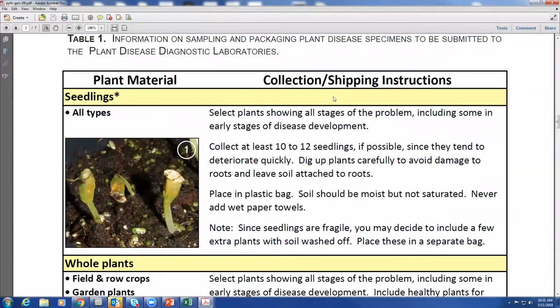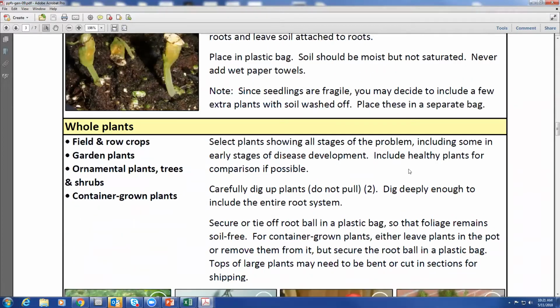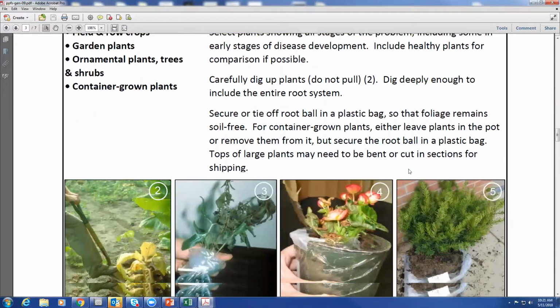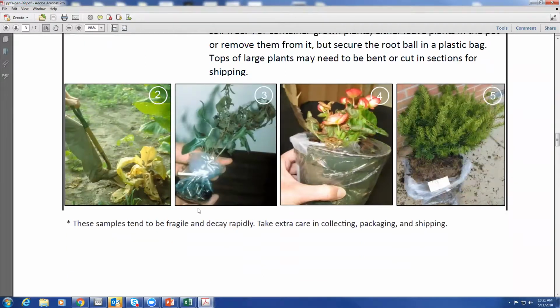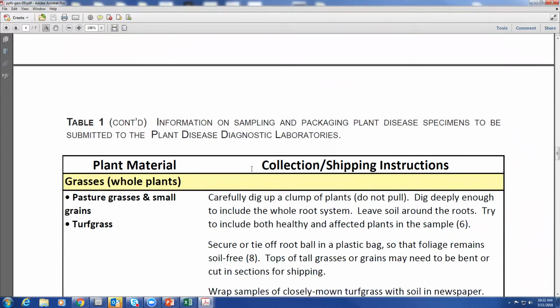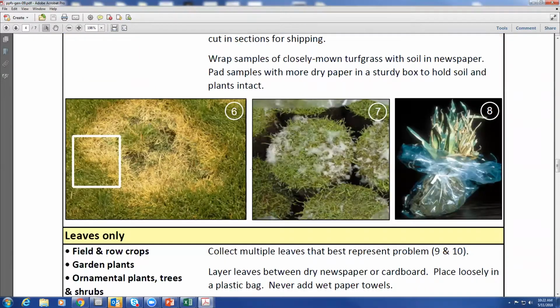Then we go through this table: seedlings, how to package them, how many to send, what type to send. We go through whole plants. There are some examples. Look, this agent actually used a plastic bag around it. So there are some examples of how whole plants and roots are being packaged. We go through a little bit at a time.